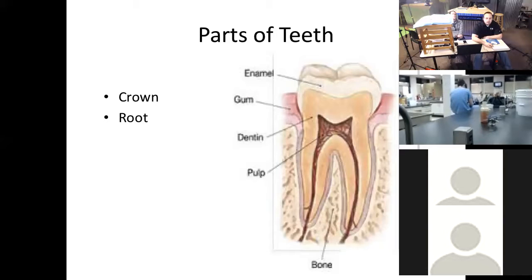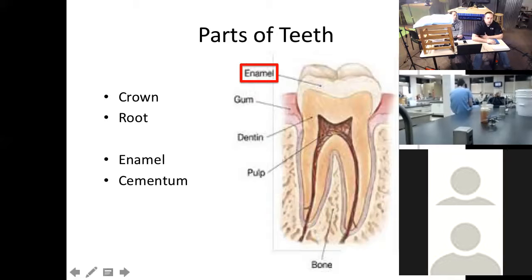The second way to look at the teeth is to look at the layers. First we have the enamel, which is the outer calcified white part that covers only the crown of the tooth. This part is really hard and it protects the tooth from wear and tear. The next part is the cementum. That's not actually shown in this picture, but it only covers the root, and it helps to hold the tooth into the surrounding gum.